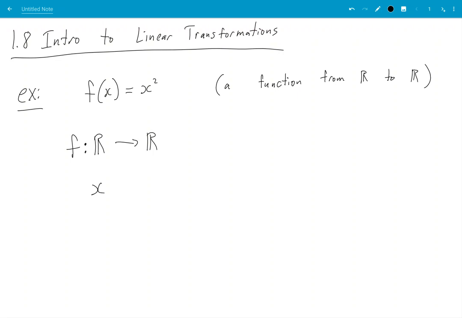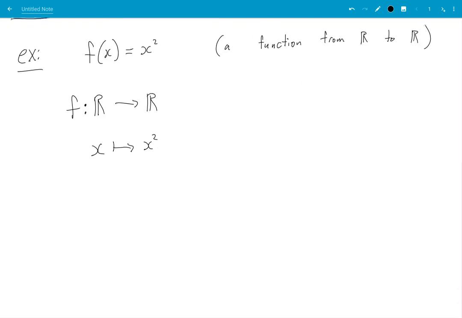Sometimes we'll write that x is the input and then the output is x squared. So we use this differently shaped arrow here. So f takes an x and outputs x squared. Okay, so we're going to use some of this notation to talk about linear transformations.